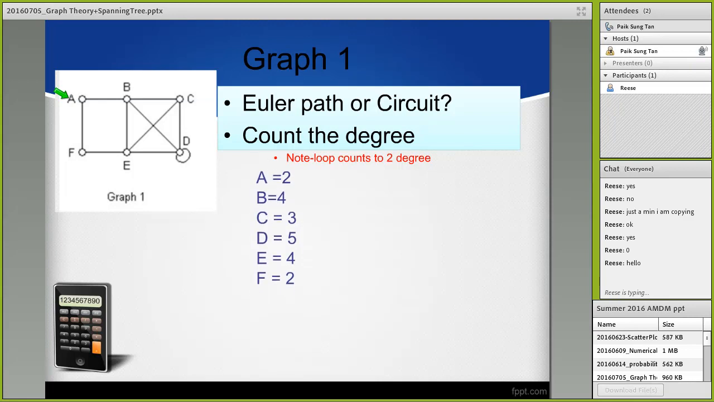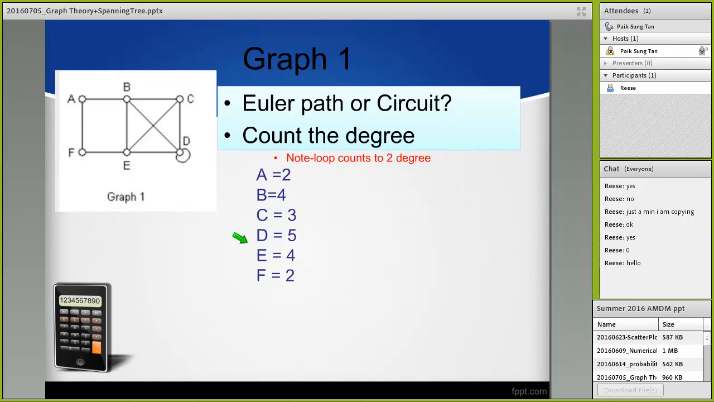So you are going to count the degree of each vertex of the graph. Vertex A has 2 degrees, vertex B is 4 degrees, vertex C is 3 degrees, and vertex D is... Here's the tricky part. If there's a loop, you count it as 2.